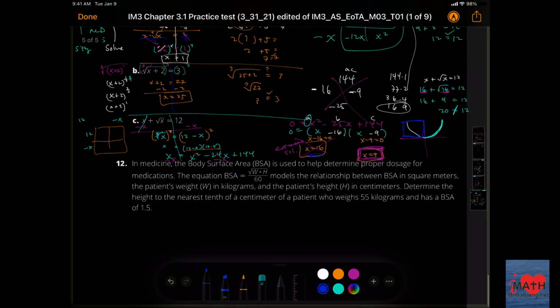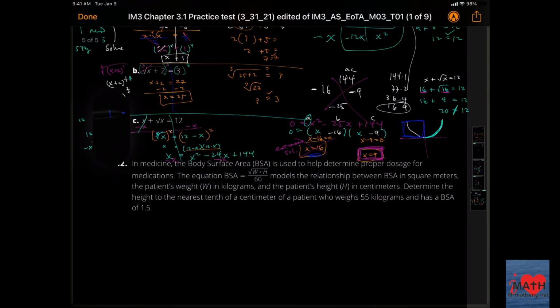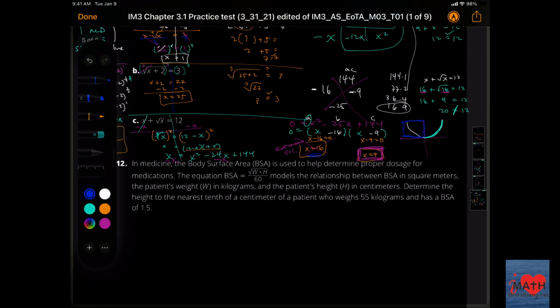All right, last one. Word problem. In medicine, the body surface area is used to help determine proper dosage for medications. The equation is BSA. Let me write that down. BSA equals square root of W times H. Okay, now pay attention. That 60 is not in the radical. That's why I wanted to point out. Model's relationship between BSA in square meters and the patient's weight, and the patient's height in centimeters.